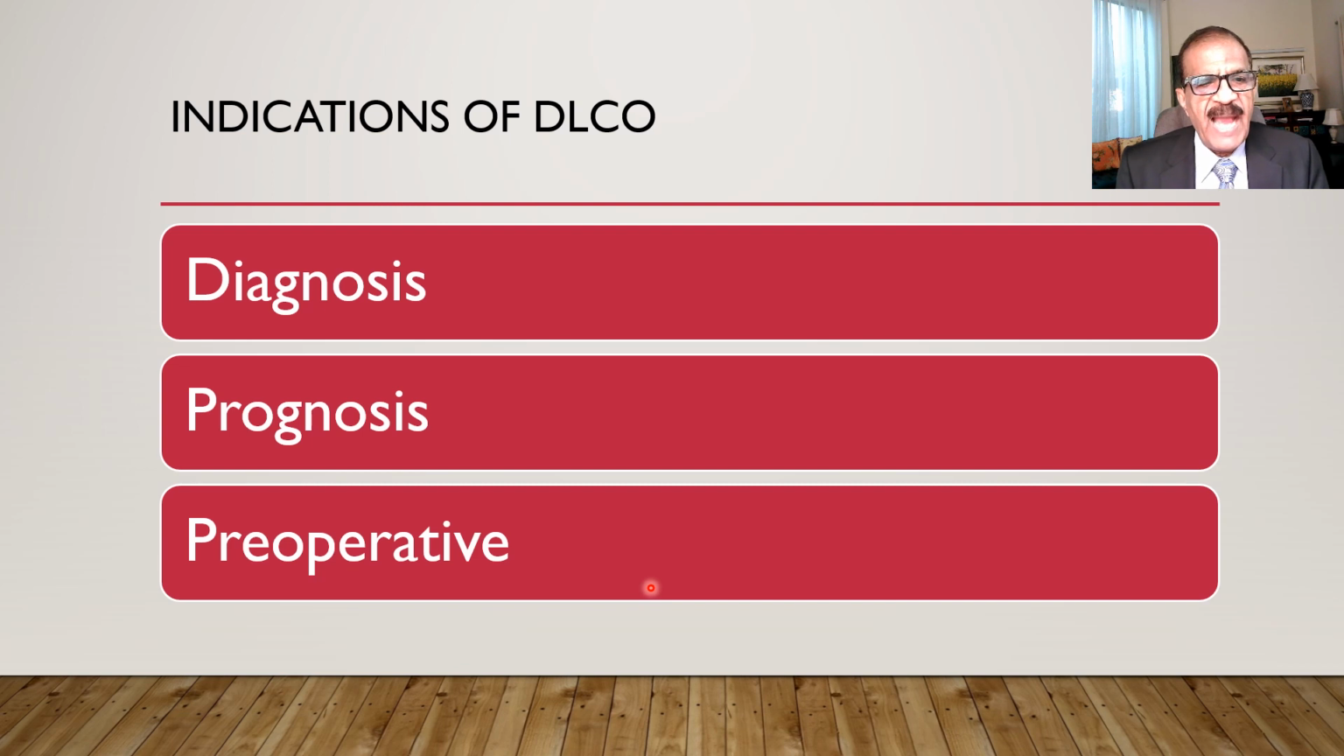But if the background lung is already affected and there is a reduction in DLCO, this is considered a contraindication for operation. And if the patient is fit for operation based on DLCO, then of course after the operation the test will be repeated again to see if there is any change in the DLCO.